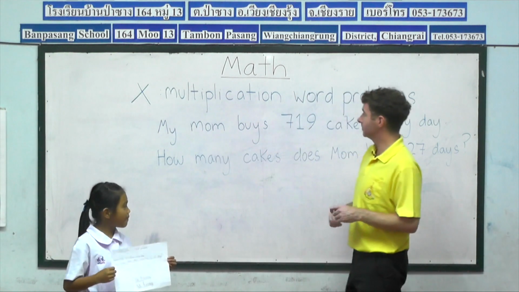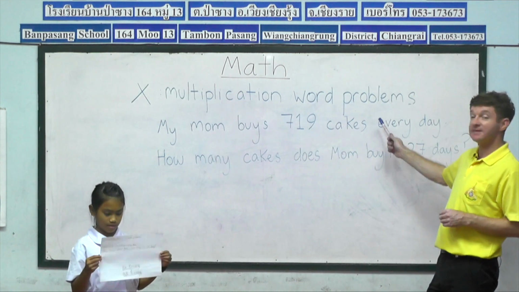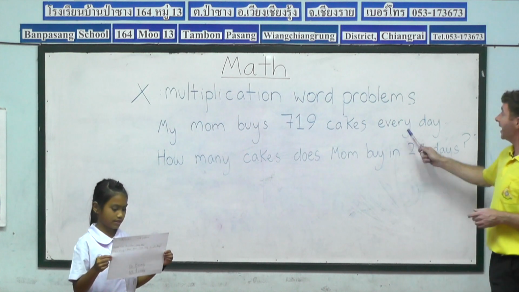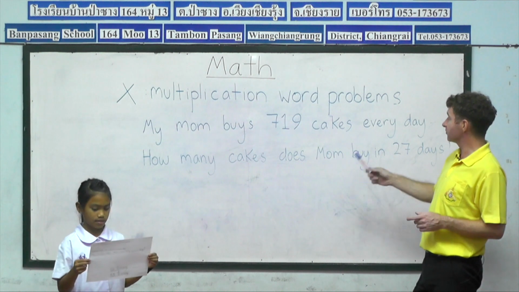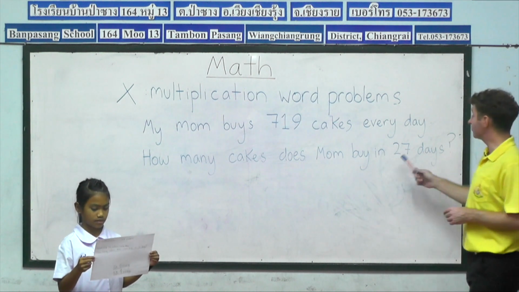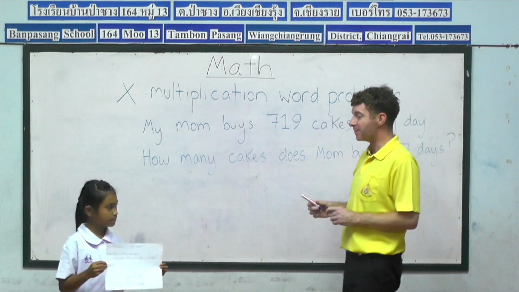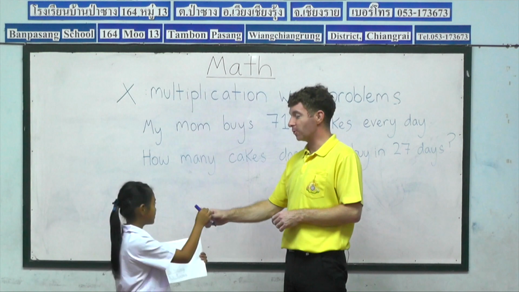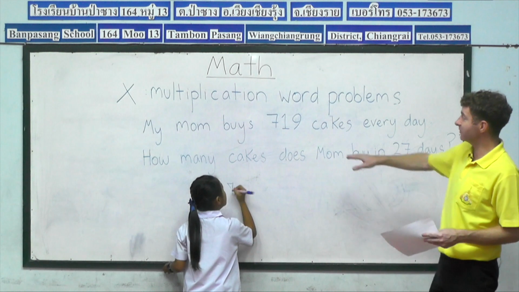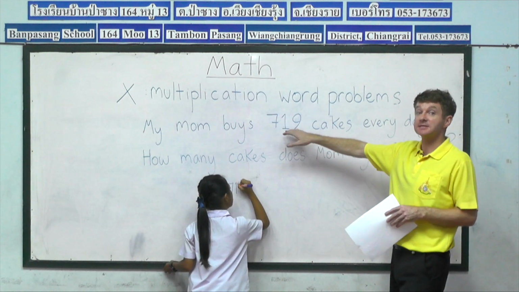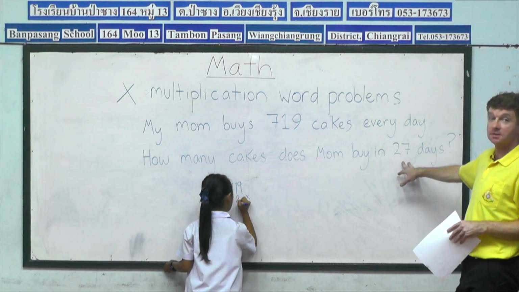My mom buys 719 cakes every day. How many cakes does mom buy in 27 days? Okay, so Pak Bung, over to you. Pak Bung will now demonstrate how to correctly answer her word problem. So first of all, we take the number of cakes, 719, multiplied by the number of days, 27.